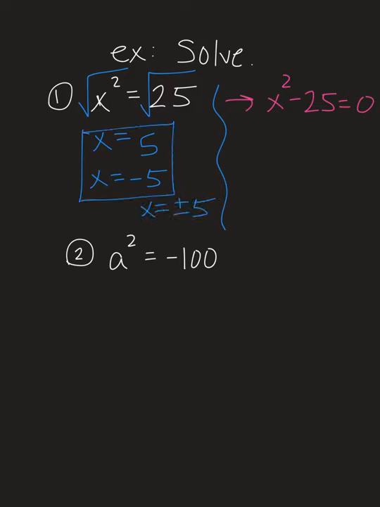Now down below in the second example, it looks like the answer should be 10 and -10, but it's not, because there is no real number that we could square to give us -100. That's the issue. So when we take the square root of both sides, we do get a negative under the root here, but we cannot take the square root of a negative number in the real number system, so we do not have a solution.